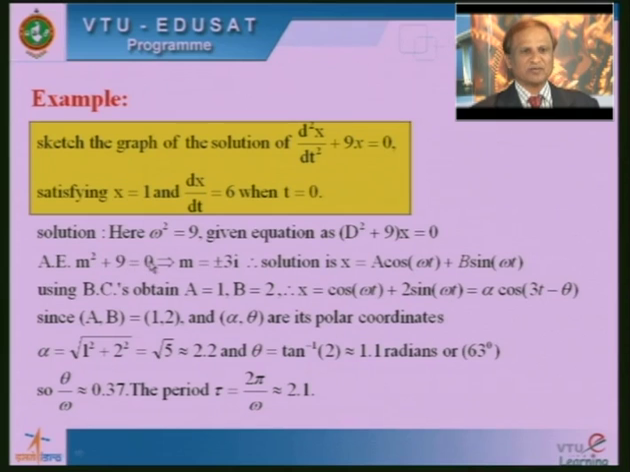So, m square is equal to minus 9, therefore, m is equal to plus or minus 3i. So, therefore, the solution is x is equal to a into cos omega t plus b into sin omega t, right. Friends, you may ask how we are going to write down this equation. Again, it is very simple. By using the superposition principle, we are able to write down this equation, because the roots are complex, right.